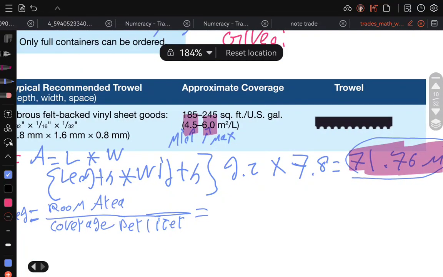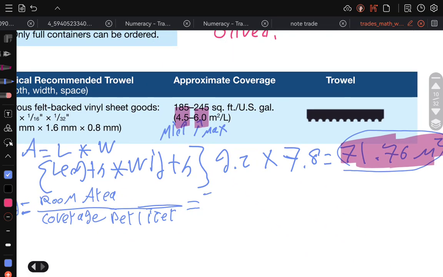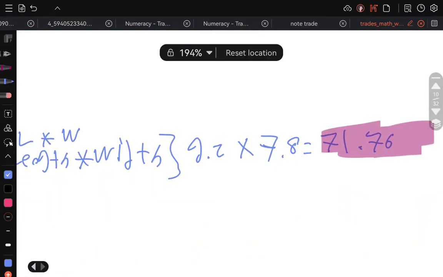That's it. Okay, room area 71.76. The coverage, let's use the minimum one, is 4.5 meter square per liter. Okay, 0.95. Now what about the unit?